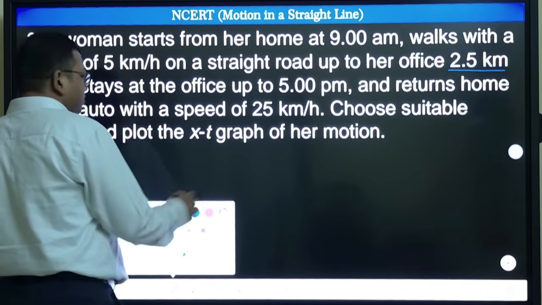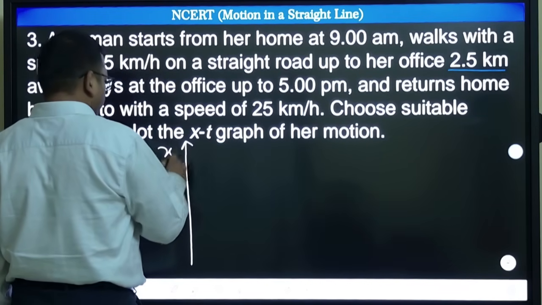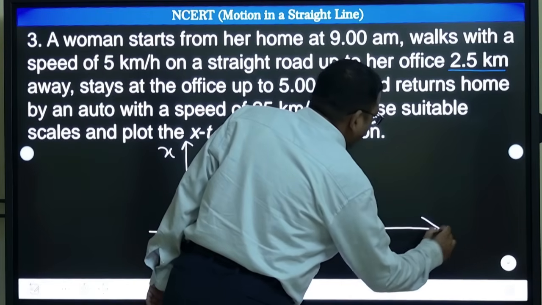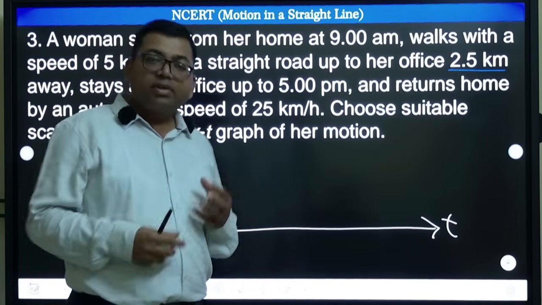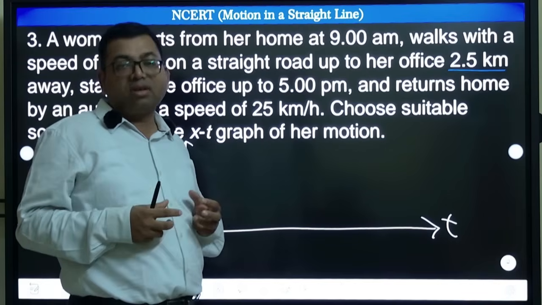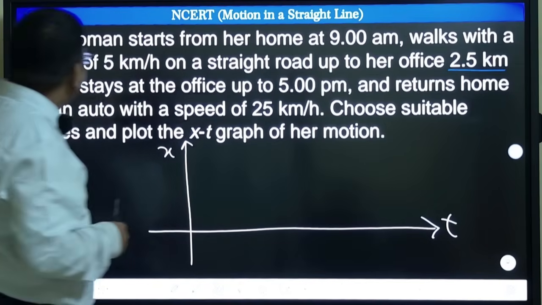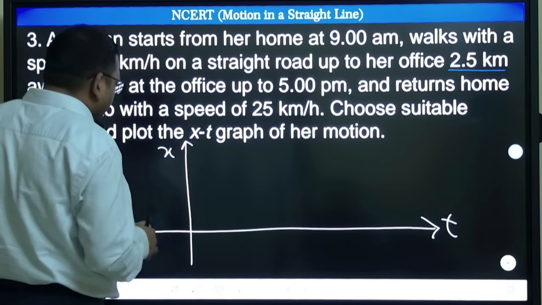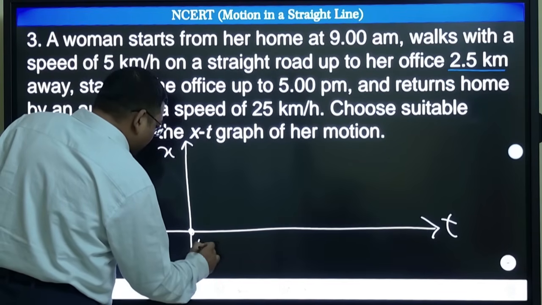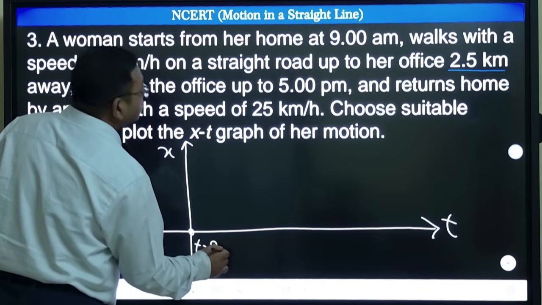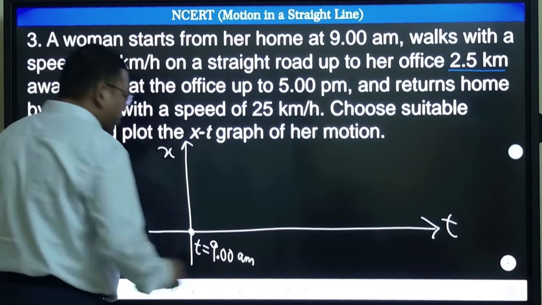We'll make a graph. Let us say that this is the xt graph, position time graph. Why does NCERT give such questions? So that you think of plotting the graph and trying to figure out some important ideas from the graph, because they have got a lot of applications. So let's think about it. The woman starts from her home at 9. So let us say that the point which we take as time 0, you can take this time as 9 a.m., 9:00 a.m. morning.